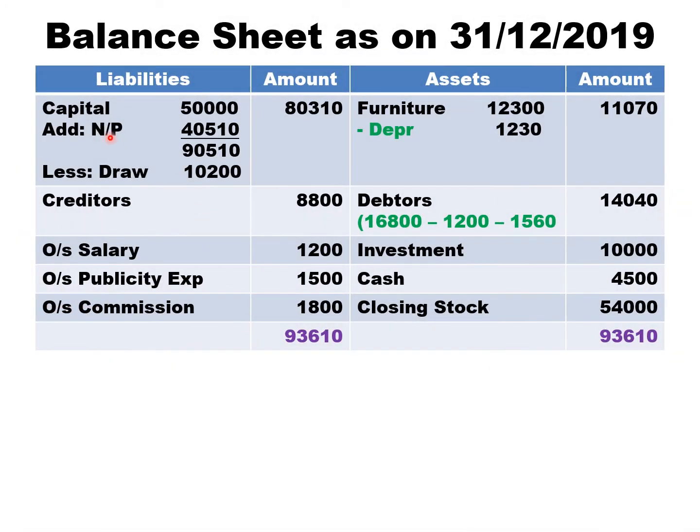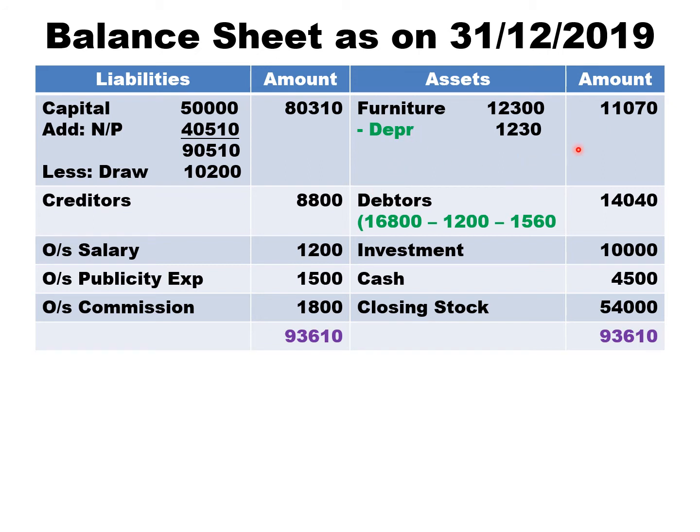Okay students, this is the balance sheet. Take the capital, add net profit of both the departments, less drawings, outer column, then creditors. We have outstanding salary, outstanding publicity expenses, and outstanding commission given in the adjustment. Outstanding is nothing but due.